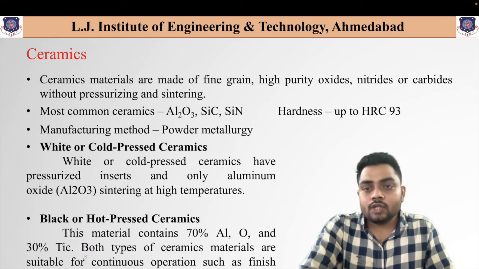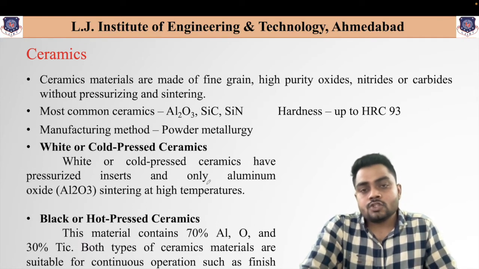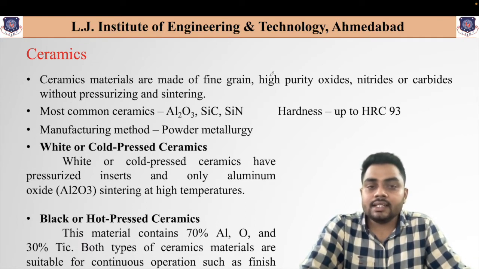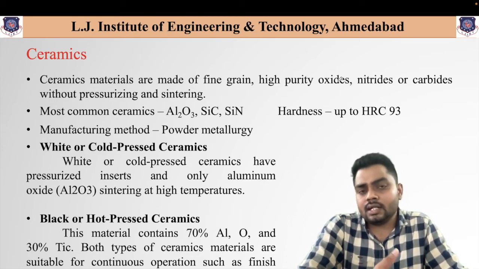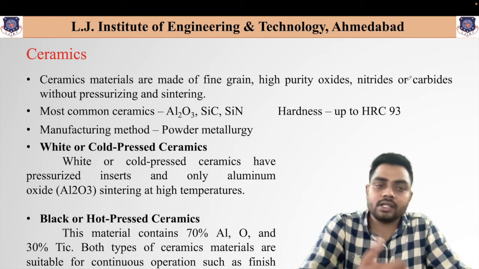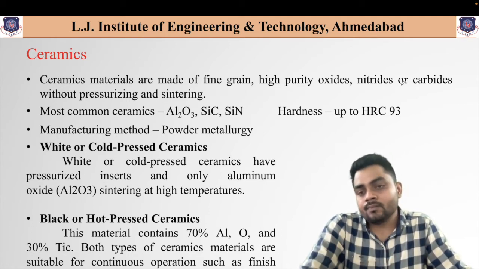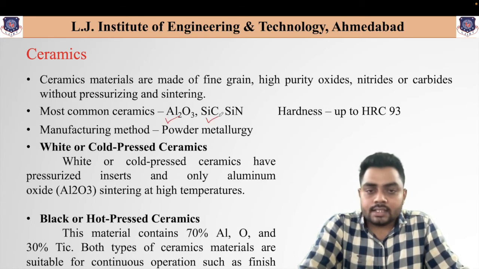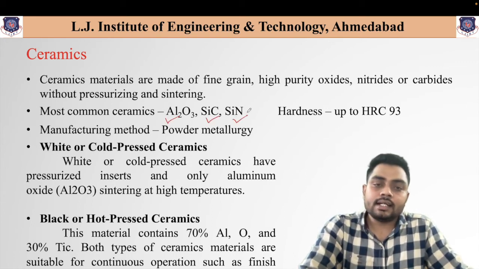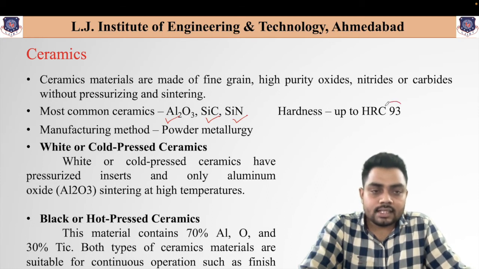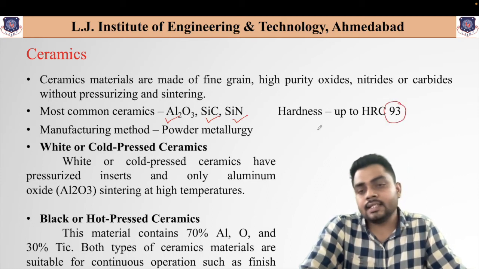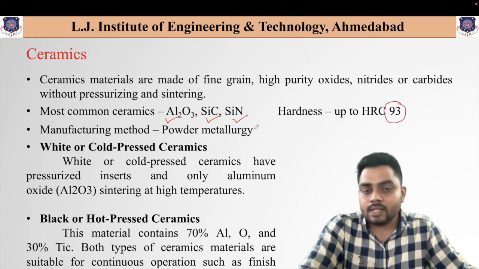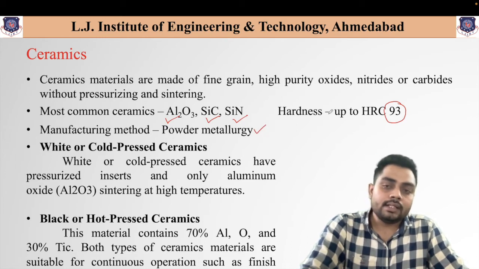Now the next tool available is the ceramics. These ceramics are made of fine grain, high purity oxides, nitrides, or carbides. So it may be in the form of oxides, nitrides, or carbides. The most common ceramics available are alumina, silicon carbide, and silicon nitride. Its hardness is approximately HRC 93. Similarly, its manufacturing method is powder metallurgy.